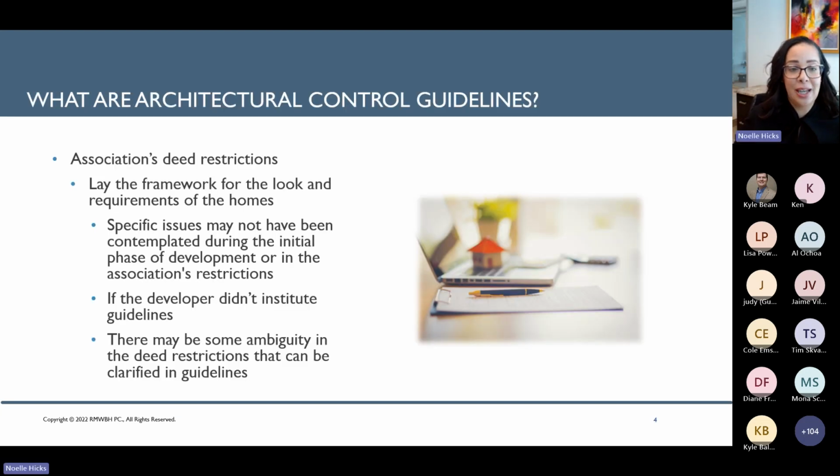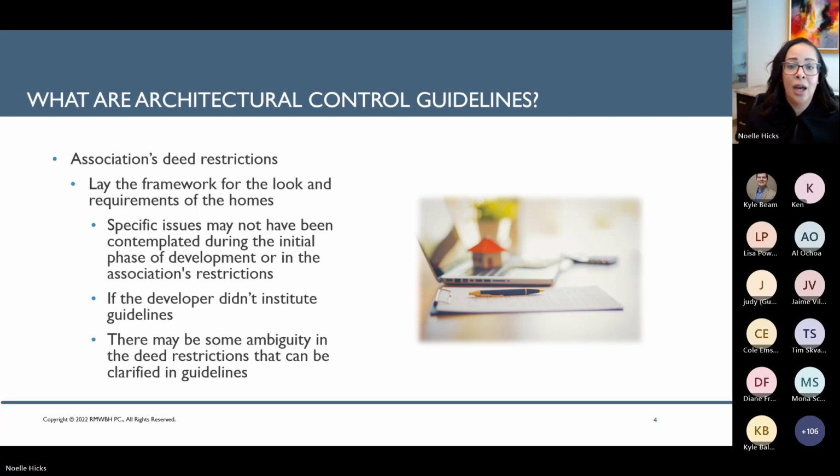So the first question that we need to answer today is, what are architectural control guidelines? Well, a property owners association, and you'll hear me say POA or HOA, it's the same thing that I'm talking about here. But the deed restrictions often lay a framework for the physical appearance of homes in a neighborhood. Now, of course, the deed restrictions also contain other information. So we'll have the use restrictions. We usually have assessments.